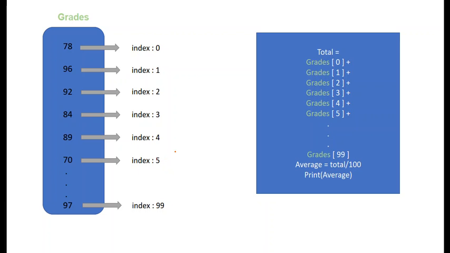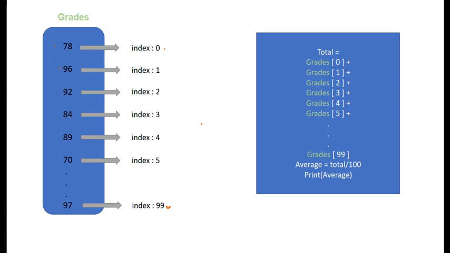Now to better understand loops and why we need loops in our different programs, let's take this example. Let's assume that we had a Python list, and we've talked about lists, and this list is named grades, and it contains 100 grades. 78, 96, 92, all the way to 97. Now, as you know, the index of the first element starts at 0 all the way to 99. That is 100 grades or 100 items.